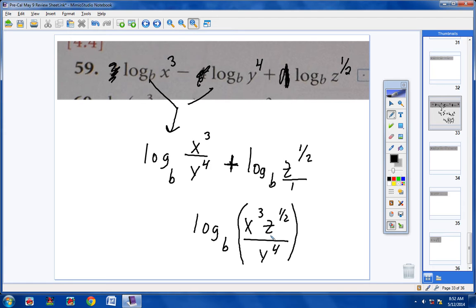Step 1, make sure there's nothing to the left of each logarithm. Step 2, make sure all the logarithms have the same base, which they will. I'm not going to try to trick you there. In step 3, start with your subtracting logarithms first.